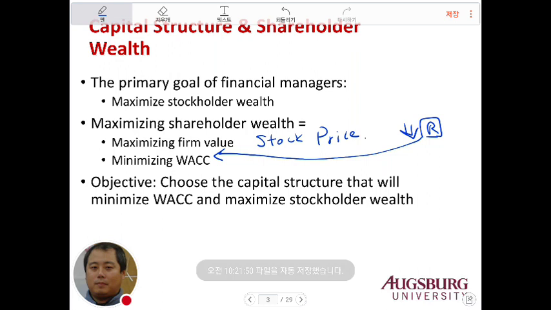So the objective of the capital structure theory is to choose the optimal capital structure that will minimize WACC and maximize shareholders' wealth.